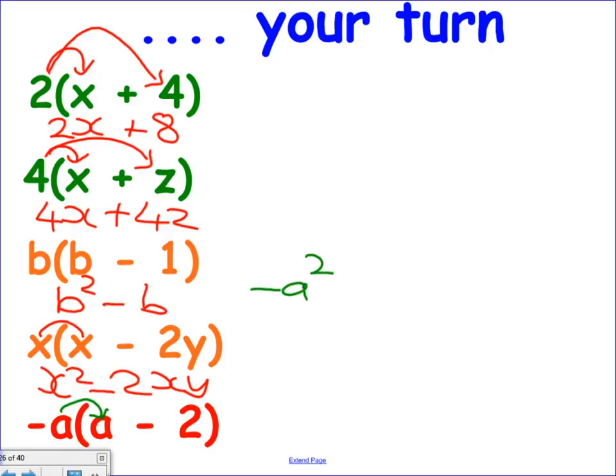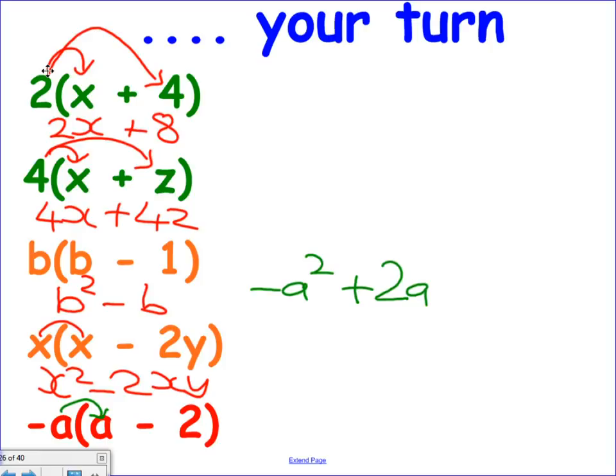So that's the first bit. And then a minus a times minus 2. So a minus times a minus is a plus. Plus, and a times 2. Good man. Yeah? Did you get that?